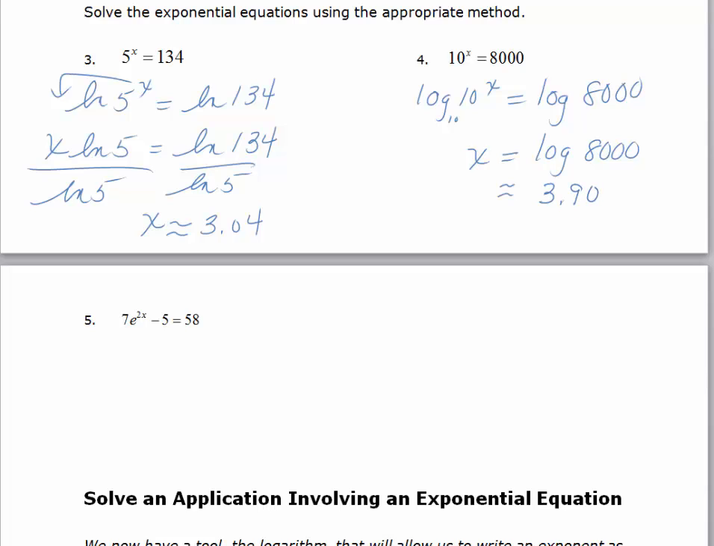Alright, and the last one, 7e to the 2x minus 5 equals 58. We want to isolate the exponential expression first. We want to get that e to the 2x by itself. So adding 5 to both sides will give us 7e to the 2x equals 63. Dividing each side by 7 will give us e to the 2x equals 9.